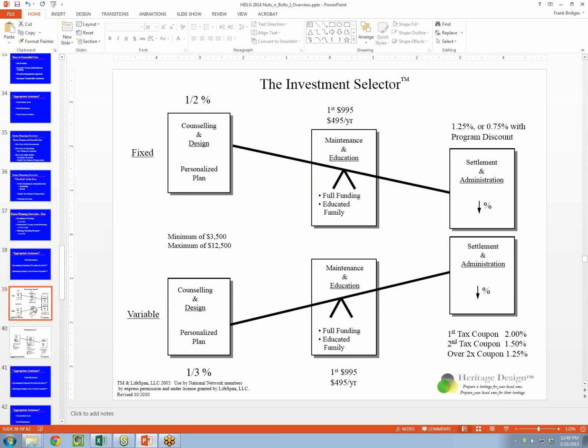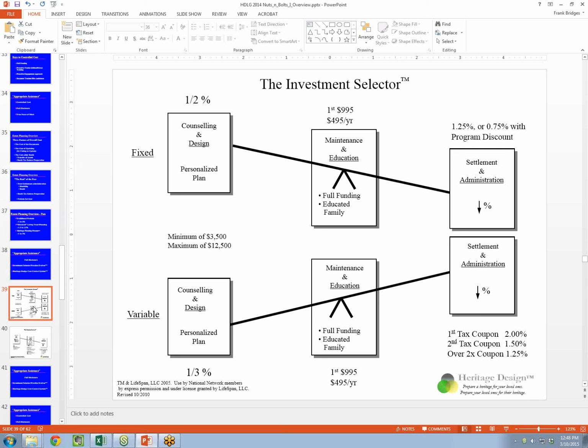Our fees, in terms of the counseling and design up front, are based on 0.5% of the value of the assets. That's a fixed fee. We like to have fixed fees because we know when we charge on an hourly basis, people don't want to talk to us. So those are at a minimum of $3,500 and a maximum of $12,500 now for a base plan. This is not for advanced planning strategies and other things like that.